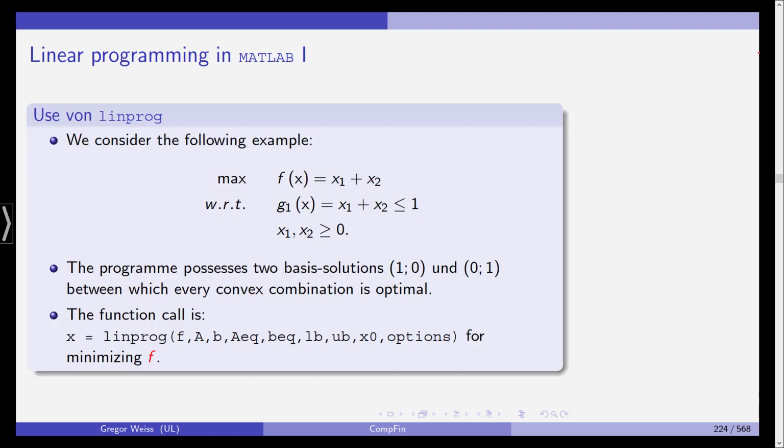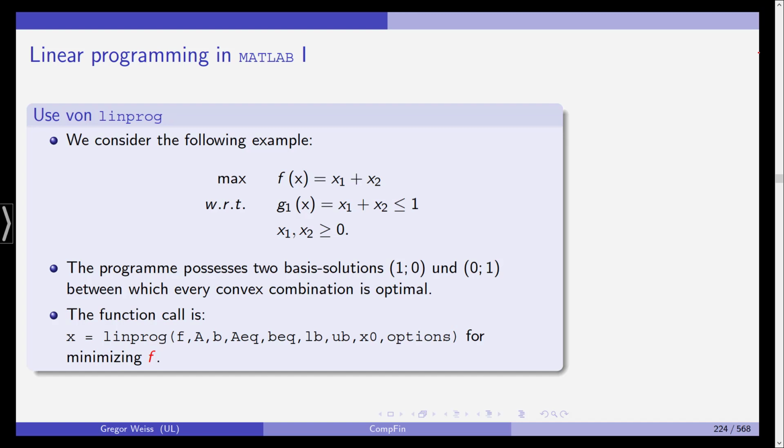So we start with a linear program: maximize x1 plus x2 under the constraint that x1 plus x2 has to be smaller or equal than 1, and x1 and x2 should be non-negative. The program now possesses two basic solutions, 1, 0 and 0, 1, and between these two, every convex combination is optimal. So we have an infinite number of solutions, and we now call the Matlab algorithm linprog.